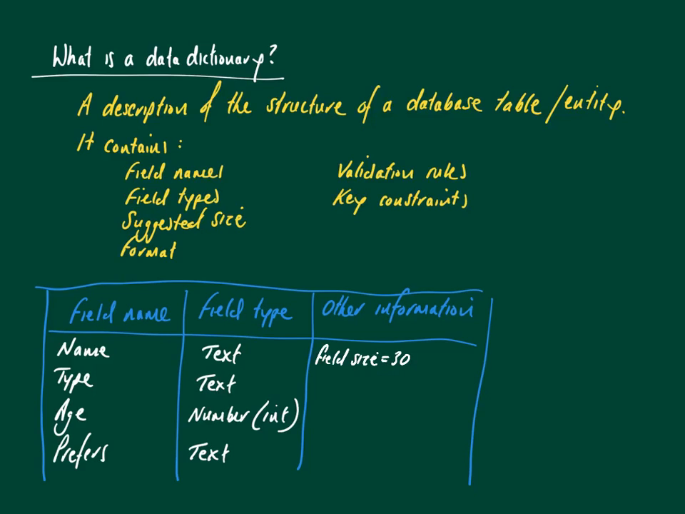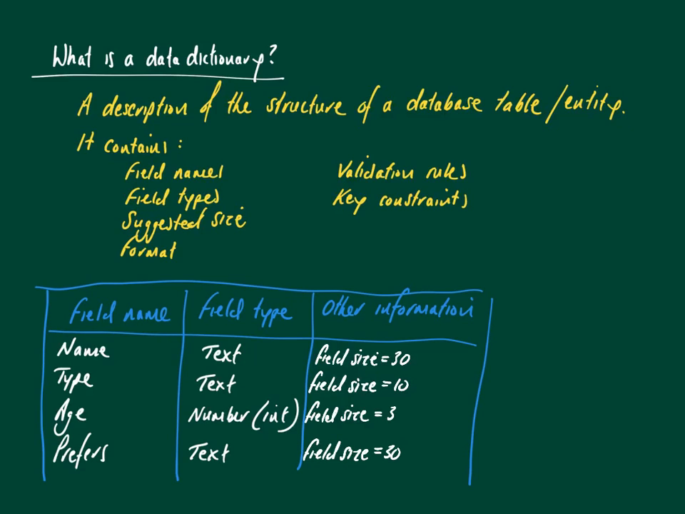For the type of pet, that's probably quite short, so we could have maybe just 10 characters for that field. When it comes to age, we probably won't have a pet in our database that's over 999 years old, but we might have one that's over 100, so maybe like a tortoise or something like that. So we could have a field size of 3 digits. And the last one, their preferred food, maybe we'll make that field size 30 as well.